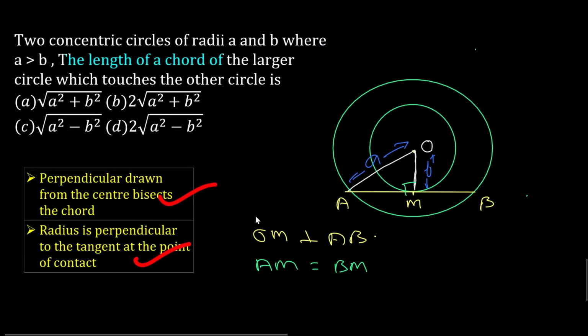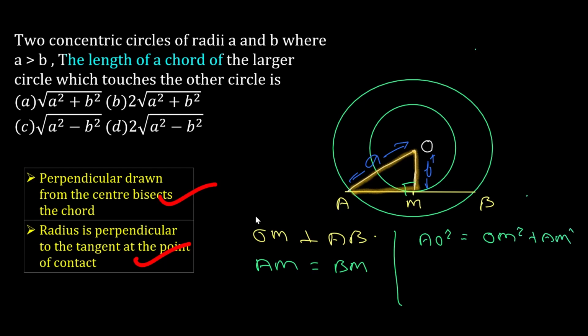Now we are going to apply the Pythagoras theorem in this triangle. We are talking about this triangle. What we know is that the square of the hypotenuse, clearly AO is the hypotenuse, is equal to the sum of the squares of the other two sides. So it's OM square plus AM square. OA is how much? A, so it's A square. OM is B, so it's B square plus AM square. Now, if I transpose this B square to the left-hand side, this will give A square minus B square equal to AM square.